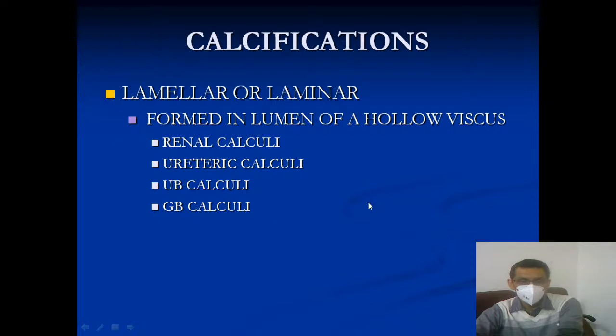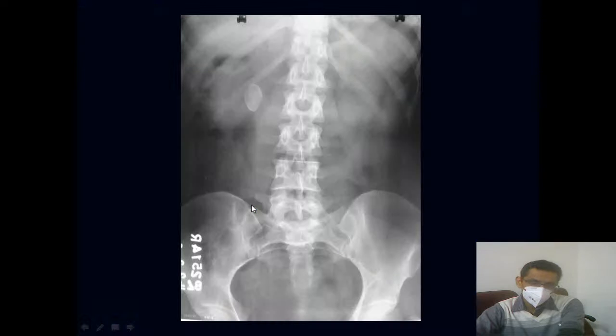So where are the calculi formed? Kidney, ureter, urinary bladder, gallbladder. Let's see them one by one. Again, this is a rounded, clear... This is not exactly in the wall, but this is full, densely opacified or a calcified complete lesion. So this looks like a calculus.